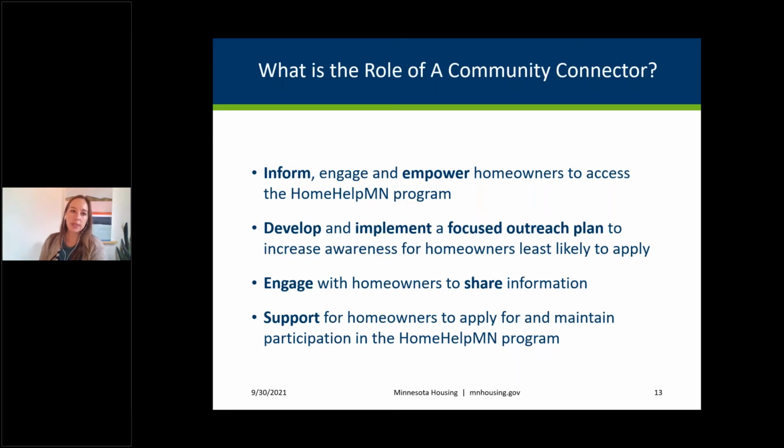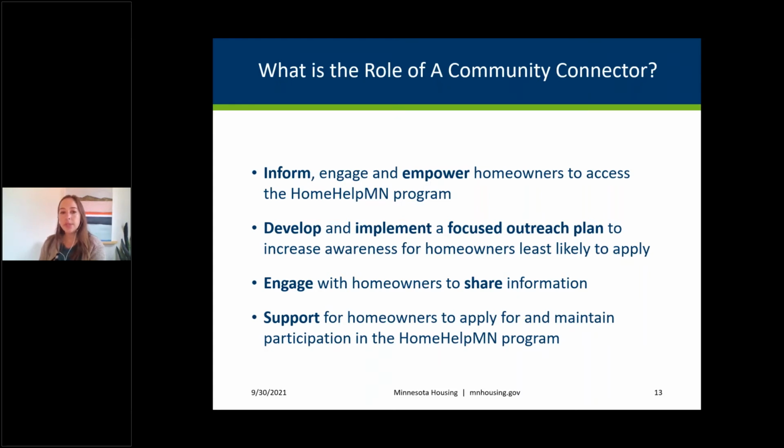So then I wanted to quickly touch on what the role of a community connector is. So it's to inform, engage, and empower homeowners to access the HomeHelpMN program, to develop and implement a focused outreach plan to increase awareness for homeowners least likely to apply, to engage with homeowners and share information, and then to provide support for homeowners to apply for and maintain participation in the HomeHelpMN program.